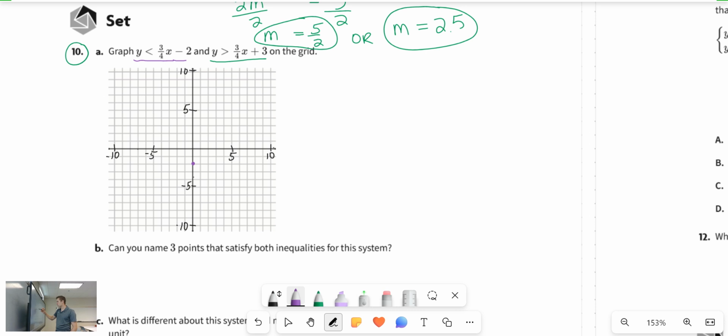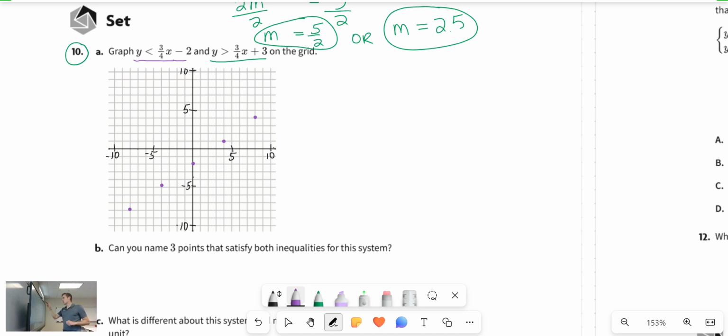which means if we go up 3, we have to go over 4. So 1, 2, 3 up, and 1, 2, 3, 4 over should be right there. Again, 1, 2, 3 up, and 1, 2, 3, 4 over should be here. We can't do another one that way, but we could also go down 3 and over 4 to the left to plot some points down here. All right, so those should be our points.